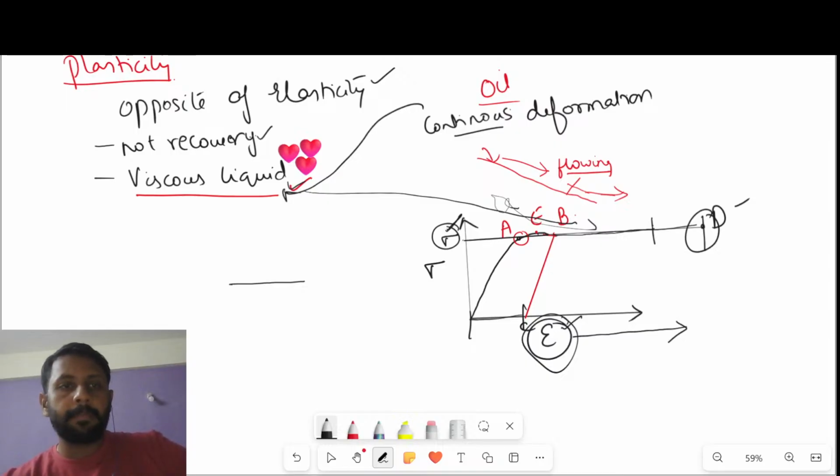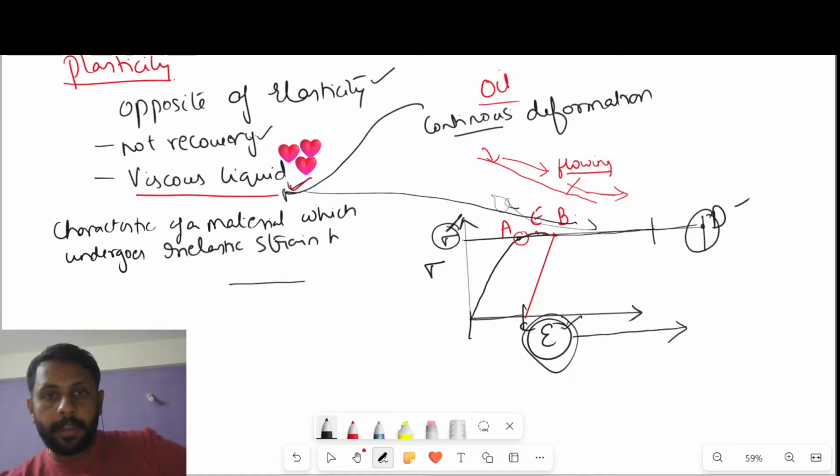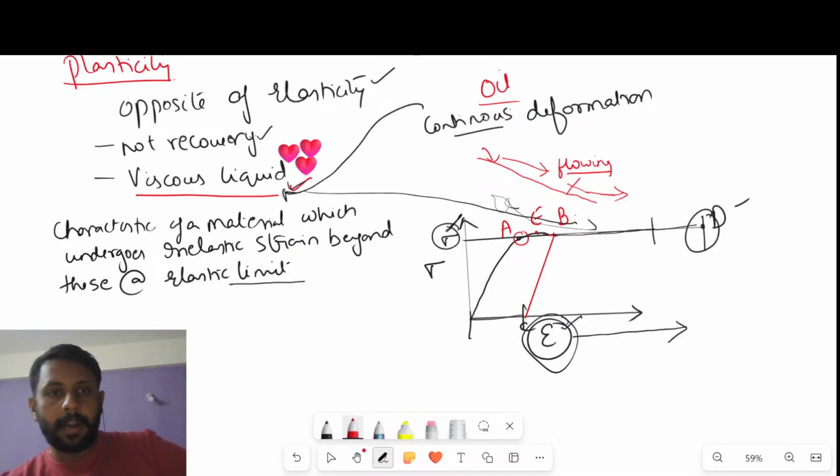Okay? So how do you define plasticity? Plasticity is the characteristic of a material. What kind of characteristic? Which undergoes inelastic strain beyond the elastic limit. You have to underline inelastic strain.